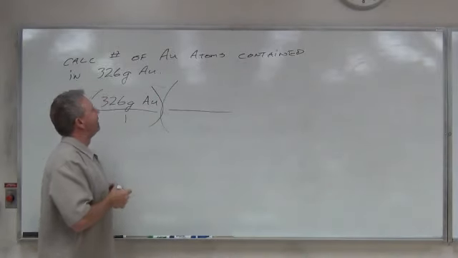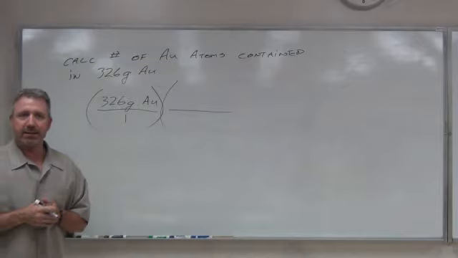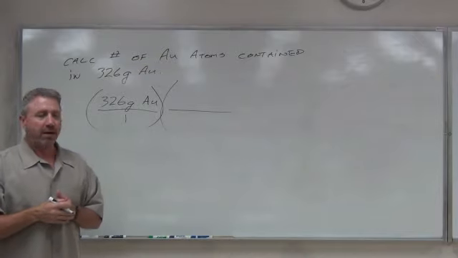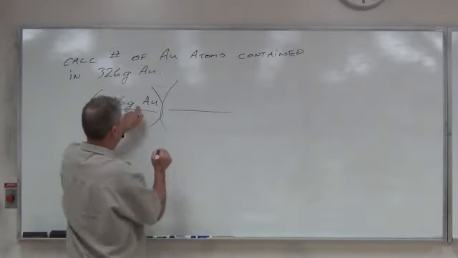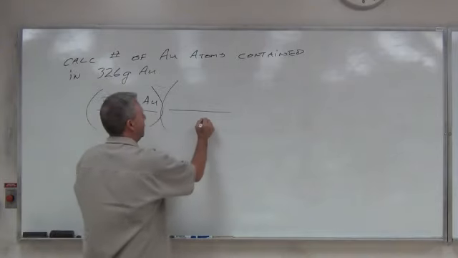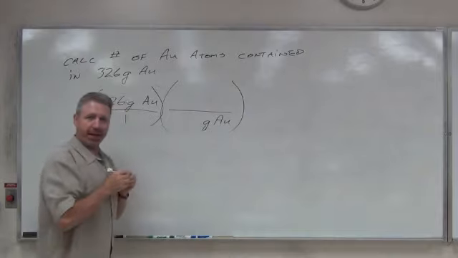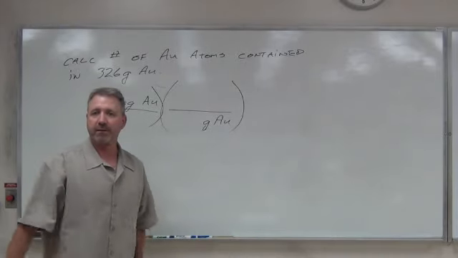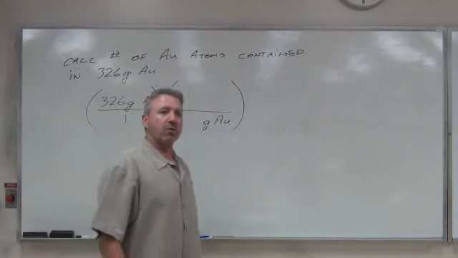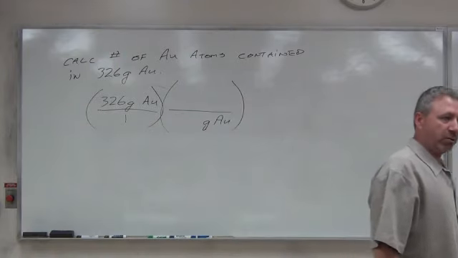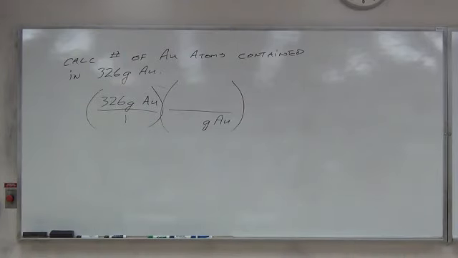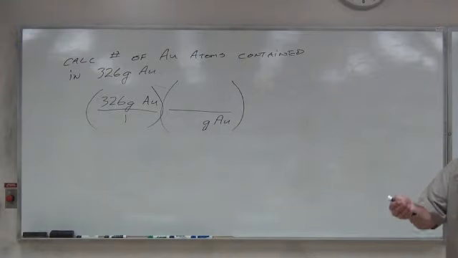I don't have any idea where I'm going to go. The only thing I know is that if I have grams of gold in the top here, I have to have grams of gold in the bottom in my next one. So they cancel. So where do I want to take my grams of gold to? Well, I want to know atoms. Now, the only place I've seen atoms is with Avogadro's number, right?